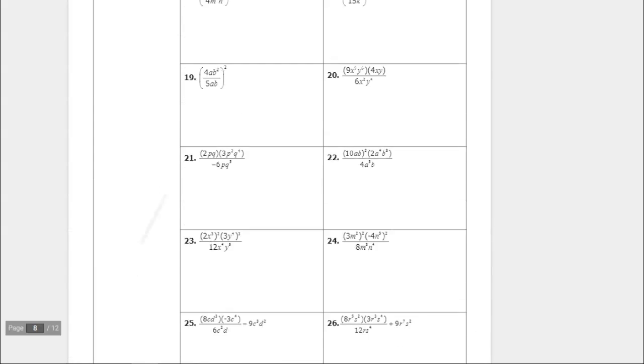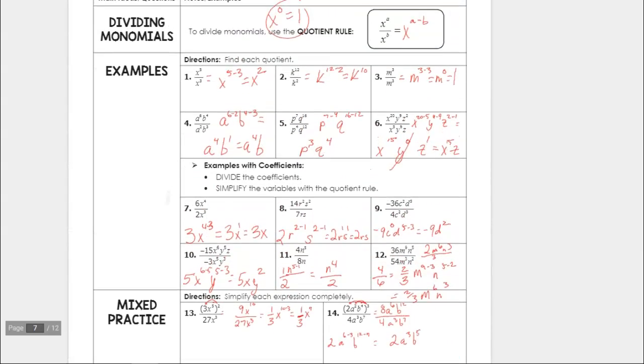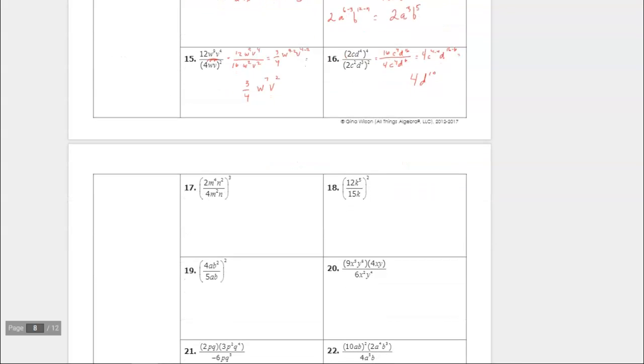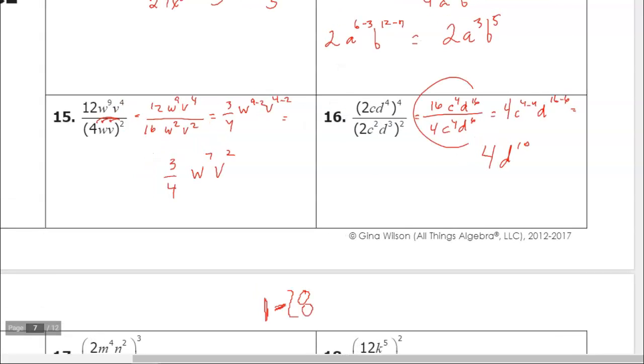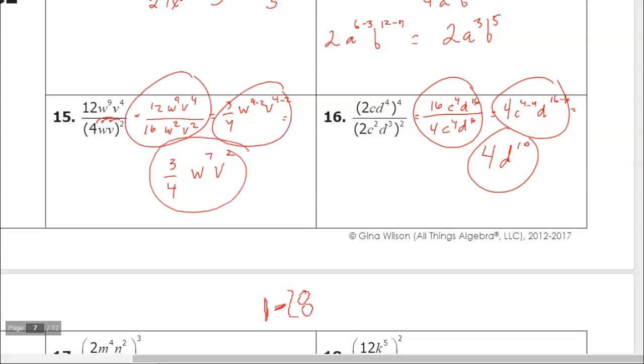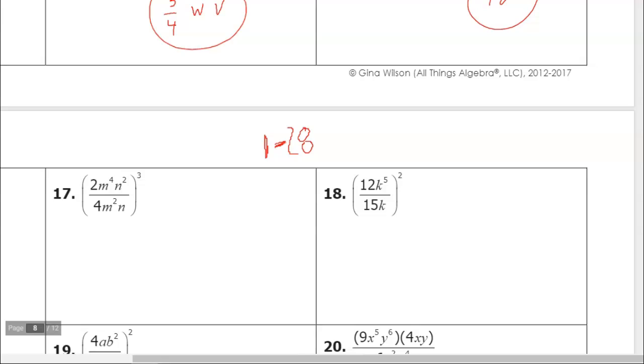So I did one page. You have to finish up through 28. So I guess in theory your assignment is 1 to 28. And again, you'll notice I have 1, 2 steps and then a final answer. 1, 2 steps and a final answer. I expect to see that down here as well.